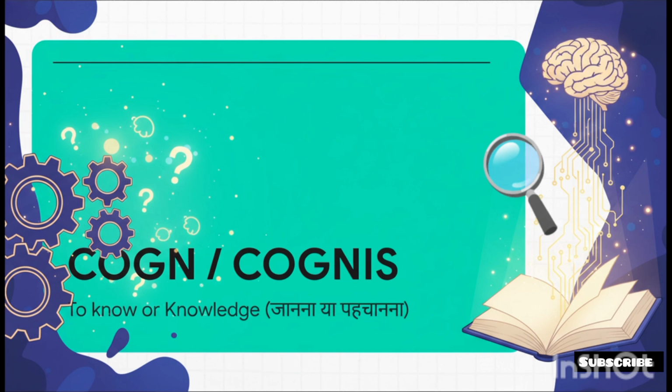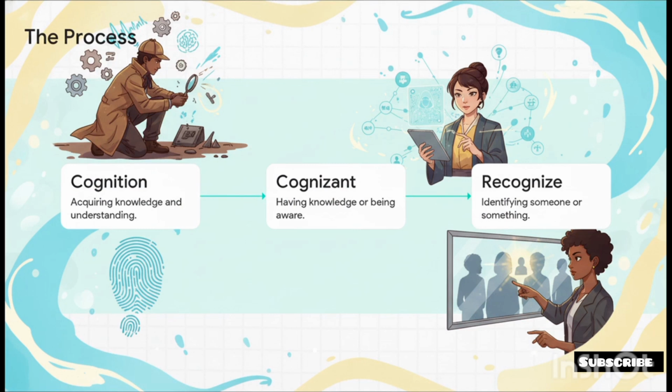And that brings us to our third root, cog or cognus. These letters deal completely with the mental pursuit of truth and awareness. It simply means to know or knowledge. Janna, ye pehchanna. Let's trace our detective's journey step by step. Step 1. The detective arrives at the gritty crime scene and uses cognition. That's the mental action of acquiring knowledge and understanding. Sangyan. They're actively processing all the clues.